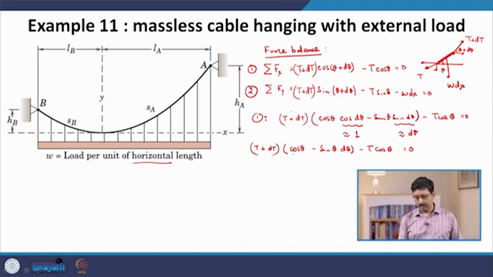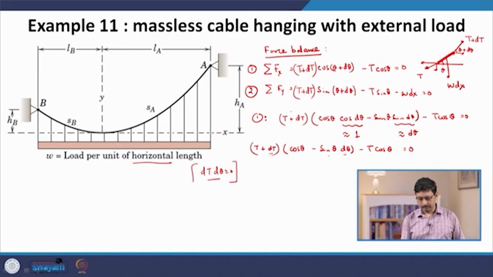Now, for the first term, this T cos theta and this T cos theta will cancel. So, we will have dT times cos theta. In the second term, we have this T times sin theta d theta, and the last term will be dT times sin theta times d theta. So, there is a product of dT times d theta. That is a second order differential, a product of two infinitesimals. So, we are going to assume that that will be 0.